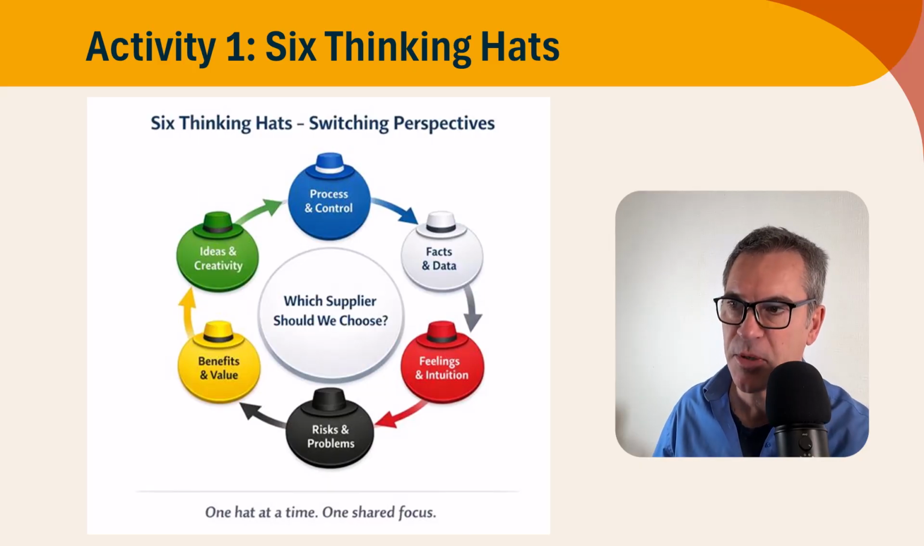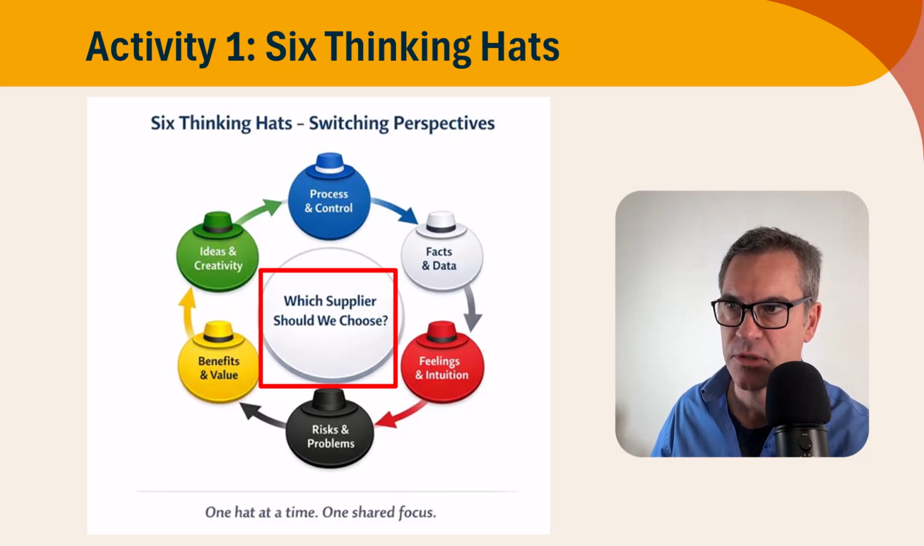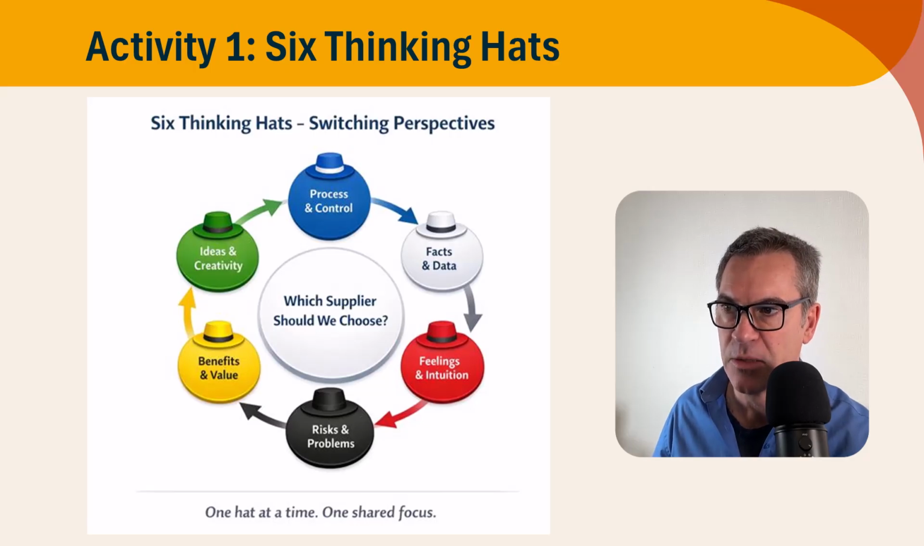So you can start by clearly defining the decision that is going to be made. For example, which supplier should we choose? You might want to write that on the center of the board or on the slide. Then begin with the white hat. This is about facts and data. So you can ask, for example, what information do we actually have? What information is missing? So we don't want opinions, this is about the facts.